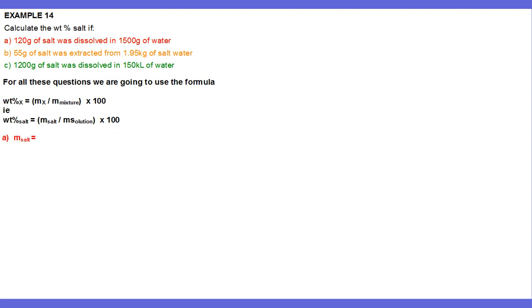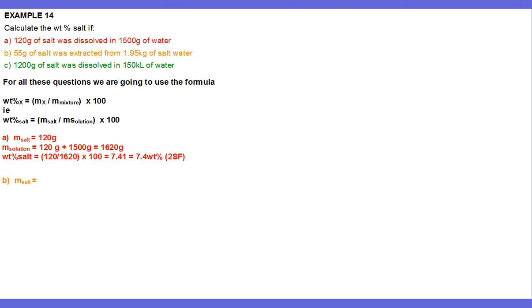So in part A, we've been given the mass of salt, 120 grams. We're given the mass of the solution. Well, are we? We've got 120 grams of salt dissolved in 1,500 grams of water. That means the solution, the combination of salt and water, is going to be a bit more than just the 1,500 grams. It's going to be 120 plus 1,500 grams. The solution is actually 1,620 grams. So the weight percent salt in this case is 120 divided by 1,620 times 100, which gives us 7.41, or 7.4 weight percent to two significant figures, because both these have two significant figures.